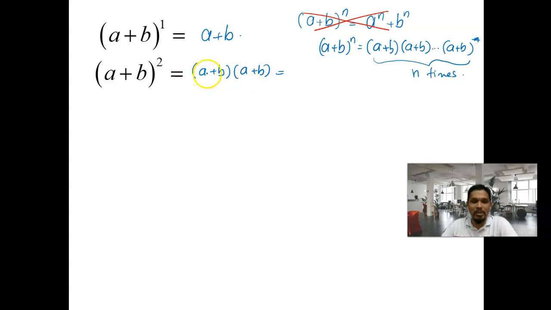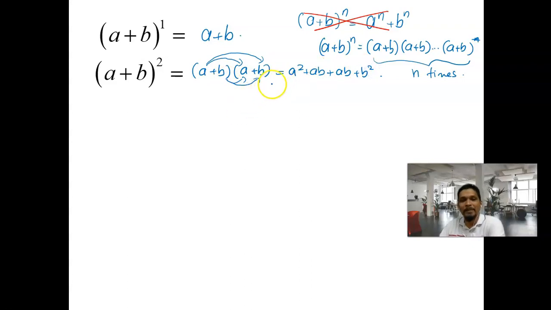So they're going to come out with a times a, a squared. A times b, ab. B multiplied with a, another ab. And b multiplied with b, b squared. Okay, so then simplify this as a squared plus 2ab plus b squared.